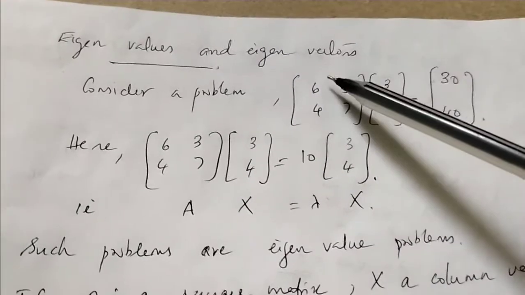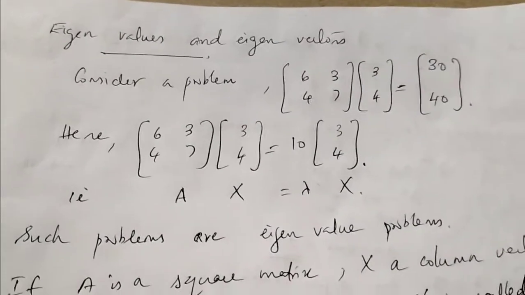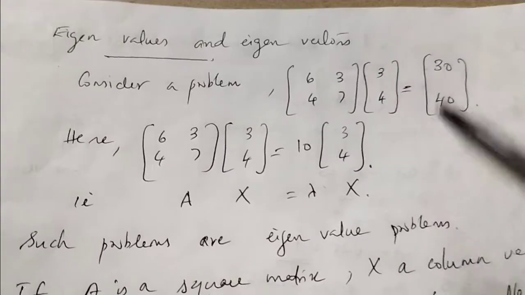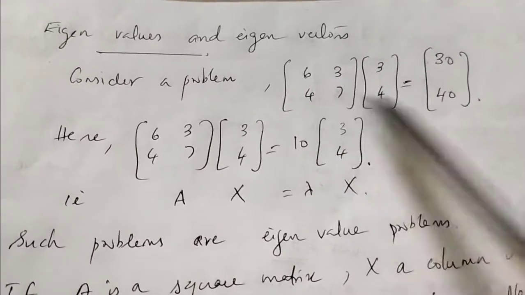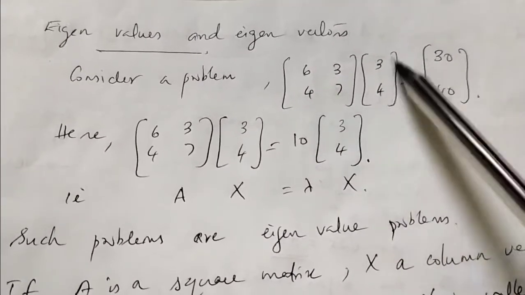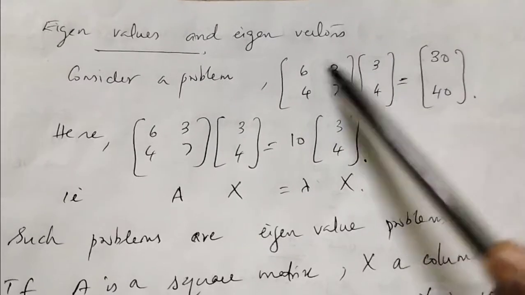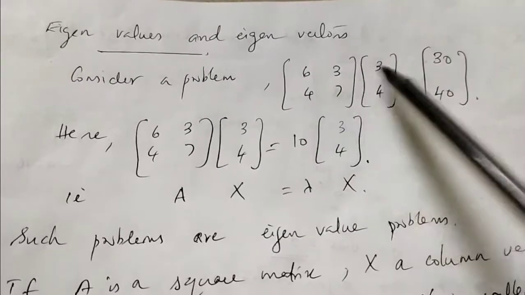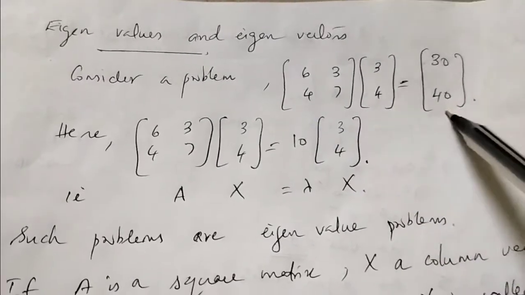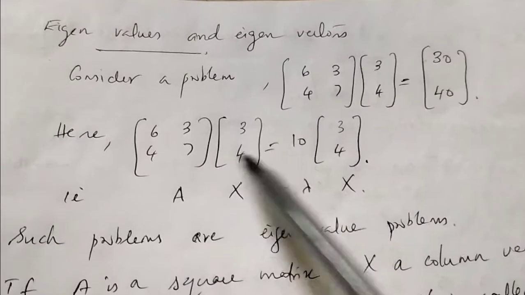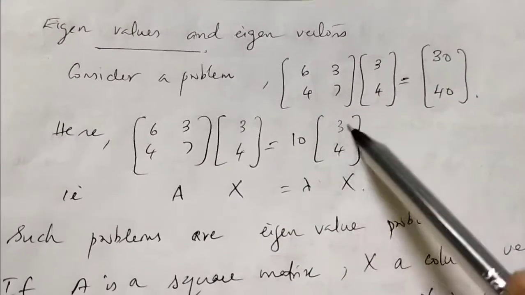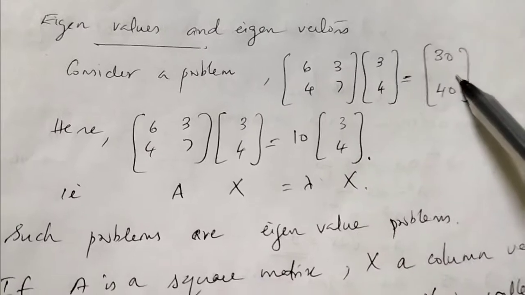So next is eigenvalues and eigenvectors. This is an important topic in matrices. For example, consider this product: [6, 3; 4, 7] into [3, 4] is equal to, multiplying, 18 plus 12, 30, then 12 plus 28, 40: [30, 40]. And we can write the product [30, 40] as 10 into [3, 4]. We can take 10 outside.